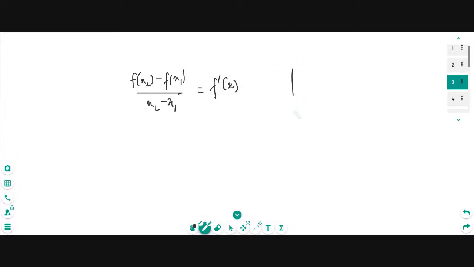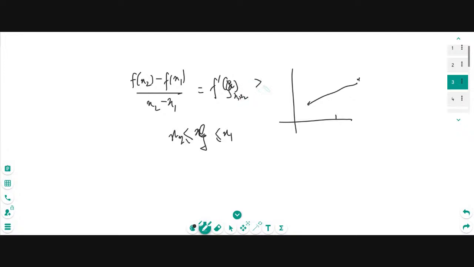What was the mean value theorem? It tells you that if two points are there, there exists a point in between. So x is such a point. We often write it xi. So xi is such a point between x1 and x2. It's not any f'(x), it's like a certain point which is dependent on x1 and x2.